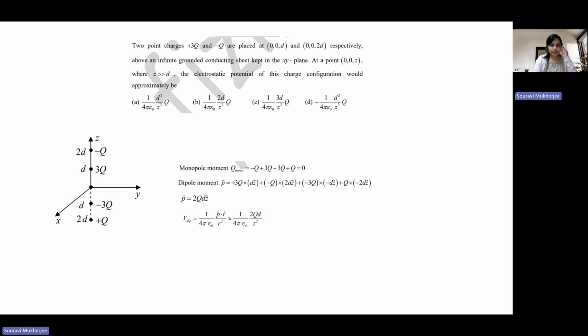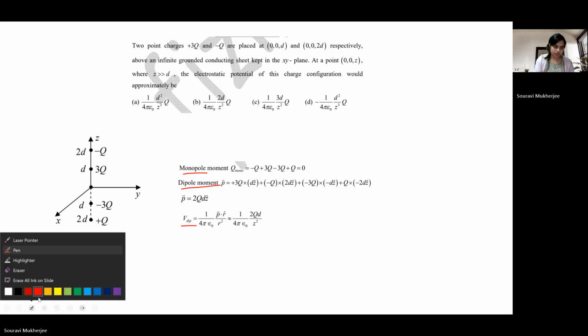Okay. So whenever you have a combination of charges like this, first see what is the net charge. That will give you the monopole term. Then look at pairs and see what is the net dipole moment. Normally, when you have two equal and opposite charges separated by a distance, that forms a dipole. So whenever you have a question like this, look for the net dipole moment, and that will give you an effective, approximate value of the potential at a point. Okay.